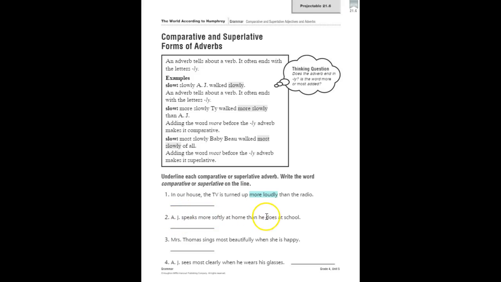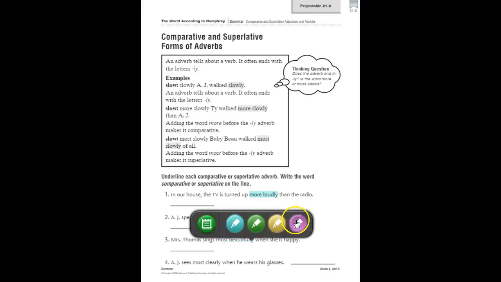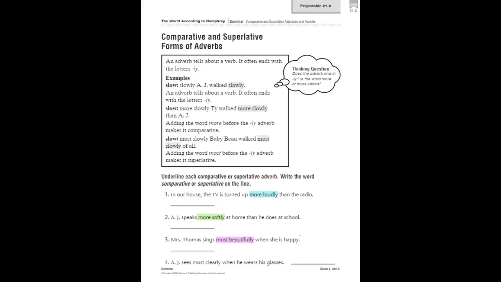AJ speaks more softly at home than he does at school. All right, again, more softly. We have the word more. This tells me it's comparative. Mrs. Thomas sings most beautifully when she is happy. All right, most beautifully is our little adverb phrase, and it uses the word most. So here we have a superlative. AJ sees most clearly when he wears his glasses. Again, we have the word most telling us it is superlative.